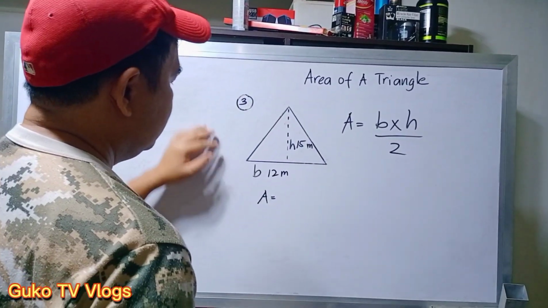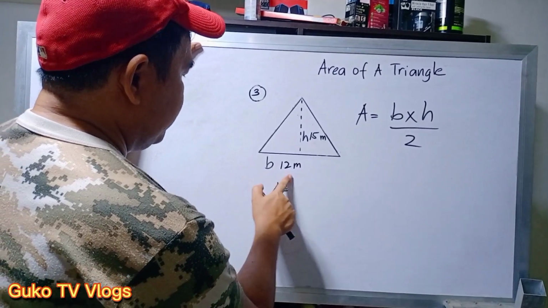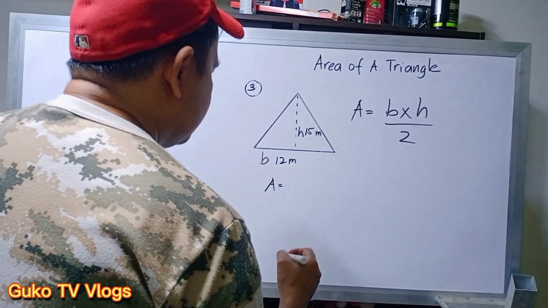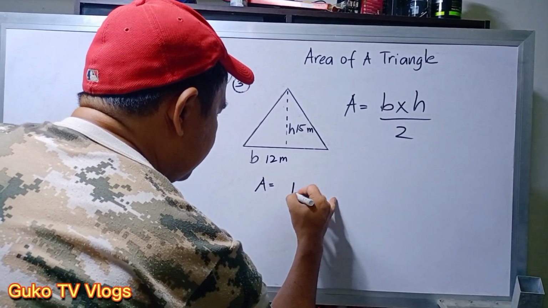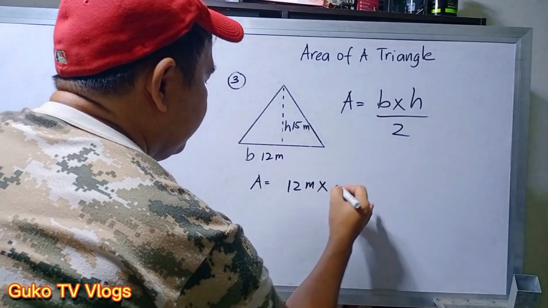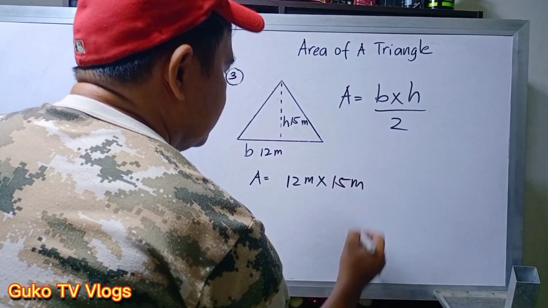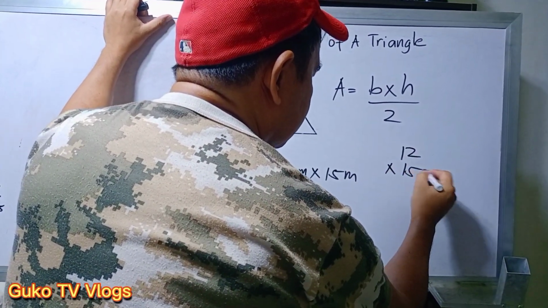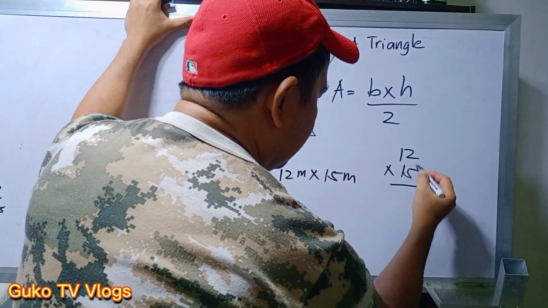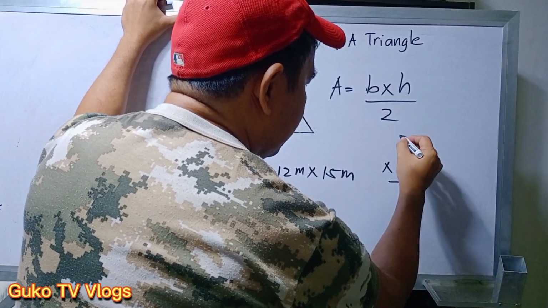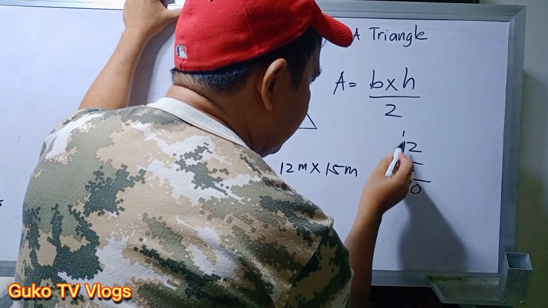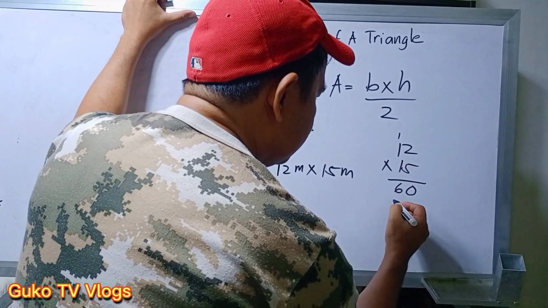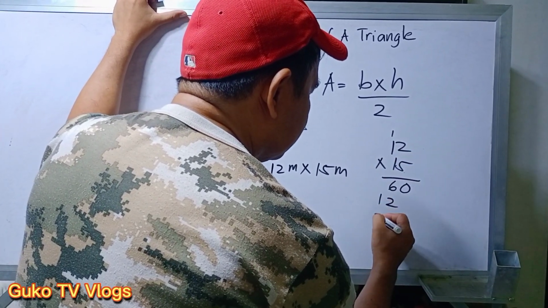Example number 3. This triangle has the base of 12 meters and the height is 15 meters. So let's multiply the base and the height. So base is 12 meters multiplied by 15 meters. So let's solve. 12 times 15. So 5 times 2 is 10. 0, carry 1. Then 5 times 1 is 5 plus 1 is 6. Then 1 times 2 is 2. Then 1 times 1 is 1.